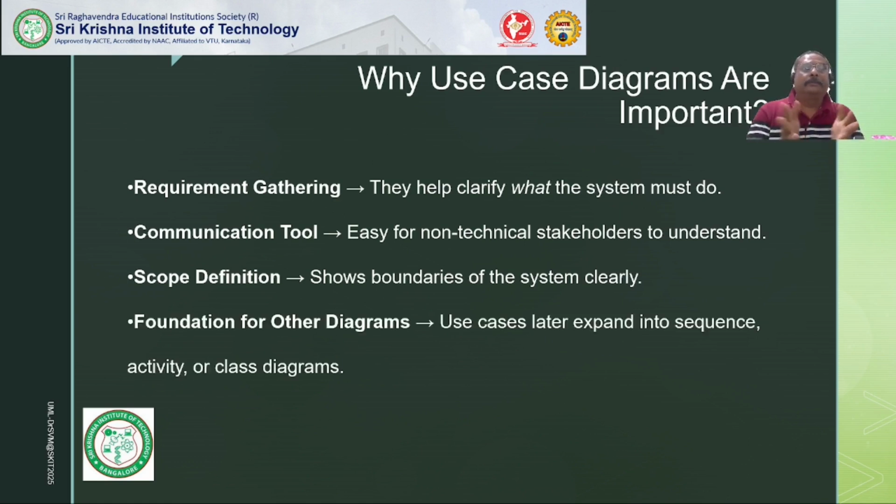Then it is a foundation for other diagrams. So all other diagrams depend solely on the use case diagram. Any other diagram like a sequence diagram, activity diagram, class diagram, or any diagram, it depends solely on the use case diagram. Unless you have converted the requirements into a use case diagram, other things cannot start. Therefore that's a foundation for other diagrams.